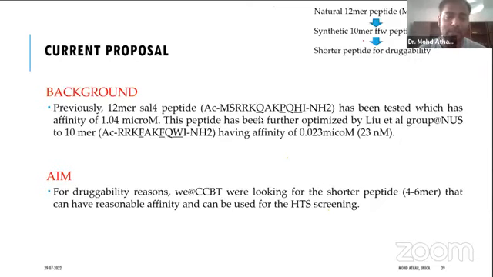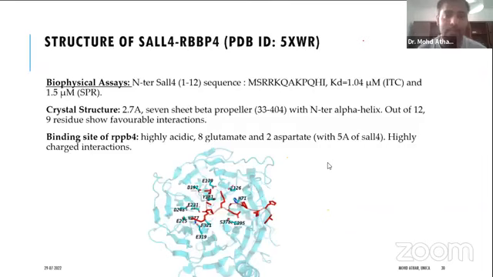The bigger peptide had 23 nanomolar affinity, but we want a smaller peptide that can also have a similar kind of affinity. So this is the binding of this bigger peptide. This binding is essentially a charged interaction. Basically this has glutamic acid and arginine interaction, so this is an ionic interaction. We want to trim this peptide to make it shorter, while still having a similar kind of affinity. So this was the idea.